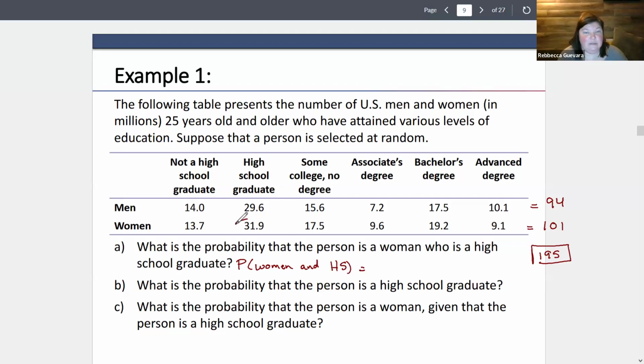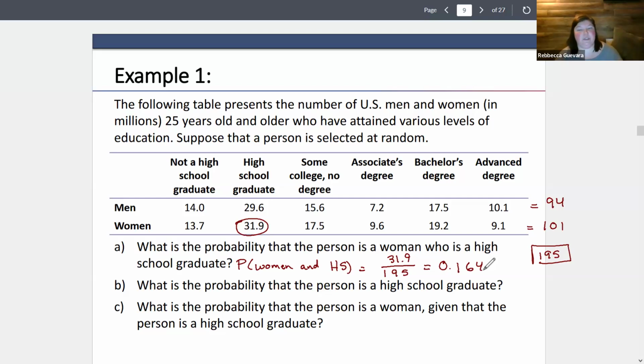So if we go back here, we have 31.9 million out of 195 million people who are women who graduated high school. The probability that if I randomly selected from this whole population, what I grab is a woman who has at least a high school education only, is going to be about a little over 16%. So out of the whole population, about 16% of them are women with high school educations.